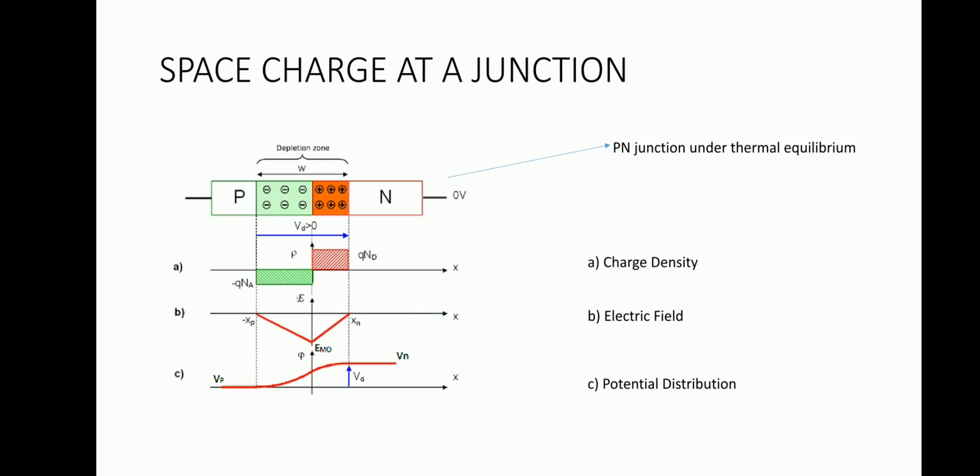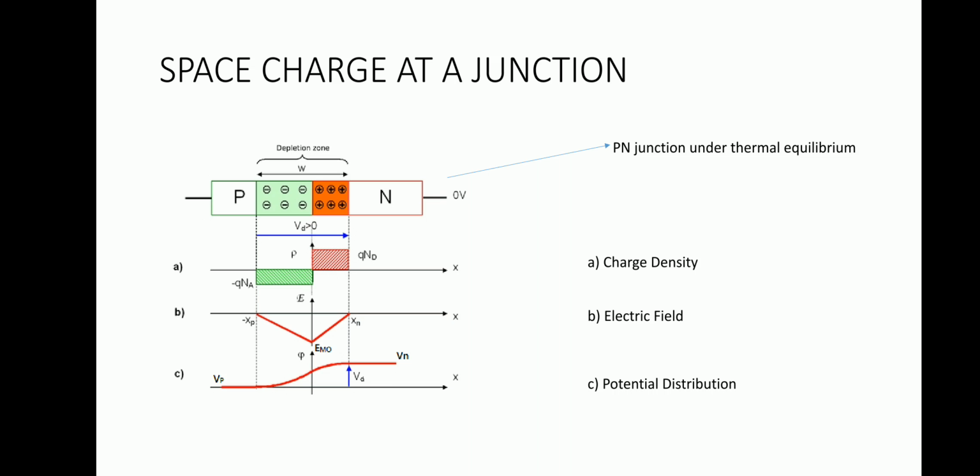Hi all, in this class we can see what is space charge at a junction. In an earlier class we studied that if you are forming a junction with p-type material and n-type material, the holes from the p-type material will diffuse to the n side, and electrons diffuse from n to p. This will give uncompensated acceptor and donor ions within the transition region.